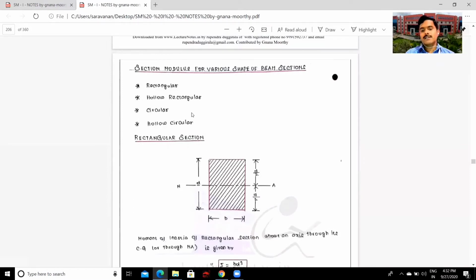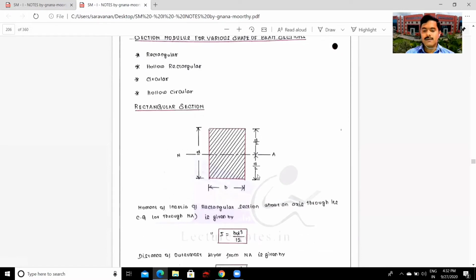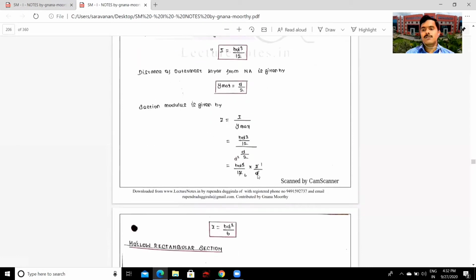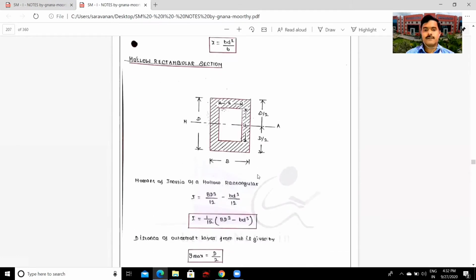The moment of inertia for the rectangular section is BD cube by 12. The distance of the outermost layer from the neutral axis, Y maximum, is D by 2. So Z is equal to I by Y maximum. Therefore, we substitute, and we get Z is equal to BD square by 6.